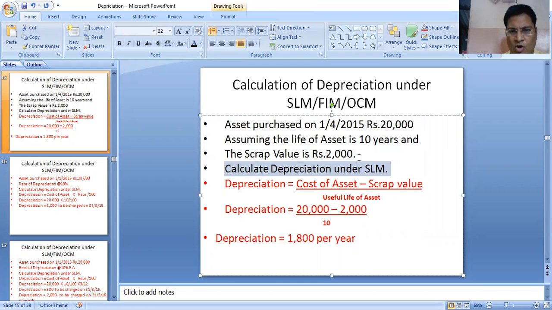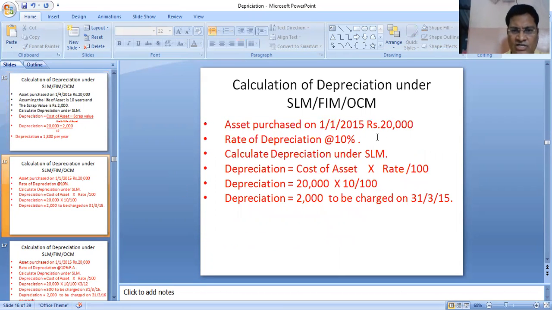In this sum, the cost of asset is 20,000. If there were any installation charges, they would be added to the cost. Then minus scrap value, that is 2,000 given, divided by 10, the useful life of the asset in number of years. So 20,000 minus 2,000, that is 18,000 by 10, is 1,800 per year. The depreciation will be charged.